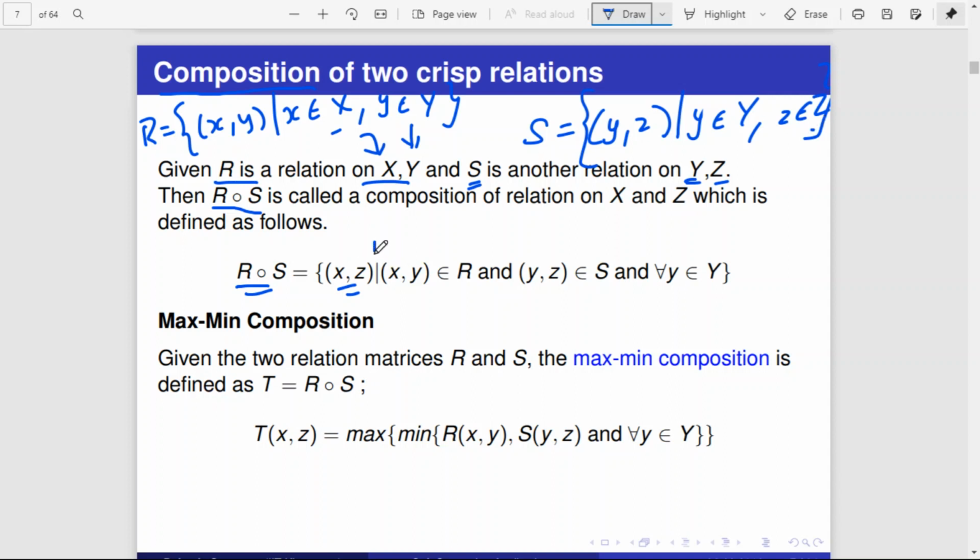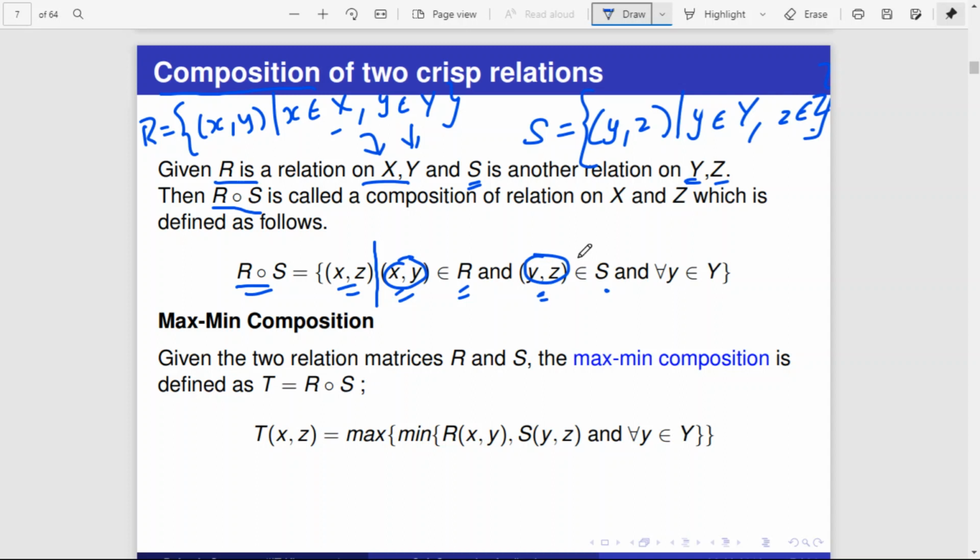But there is a catch here. You are going to find such elements x comma z such that x comma y belongs to R and y comma z belongs to S. That means there should be some relation between this and this, then only we will include this x and z. So each element in R composition S will be x comma z such that x comma y belongs to R and y comma z belongs to S.